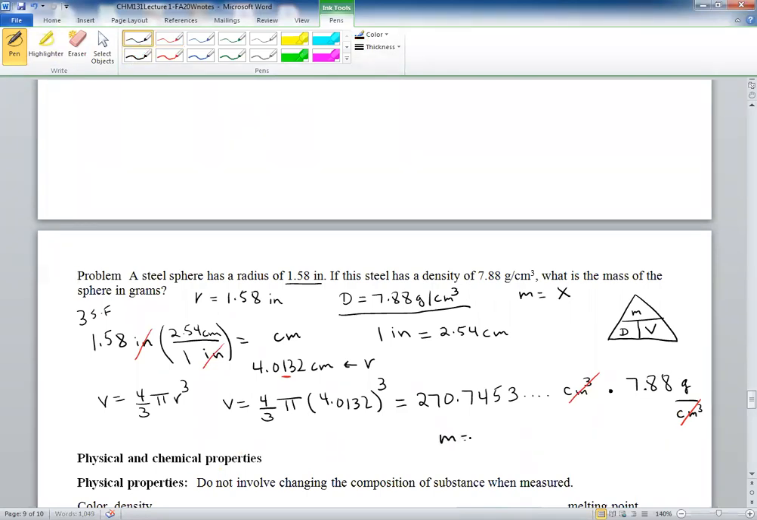So the mass will be 2,133.47 grams. Now, we need to go back and remember our significant figures. We only need 3. So that means this is my first, second, third significant figure. What comes after that is a 3. So that means I have 2130. Once again, if you discard the numbers after and you just keep it as 213, you have the wrong answer because it's the wrong value.